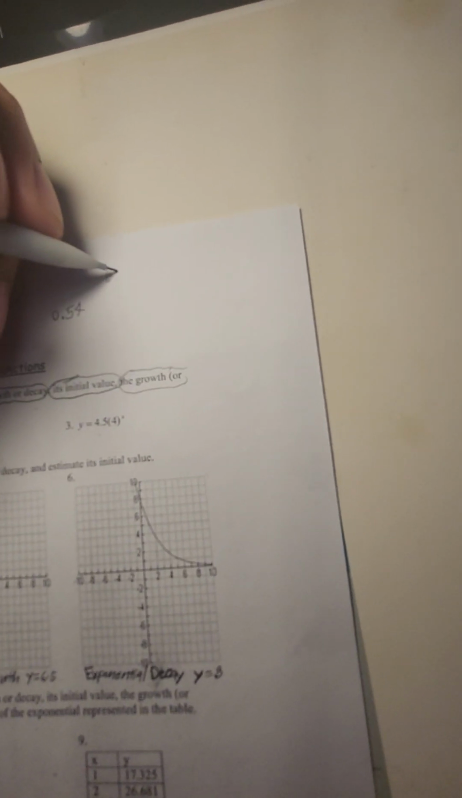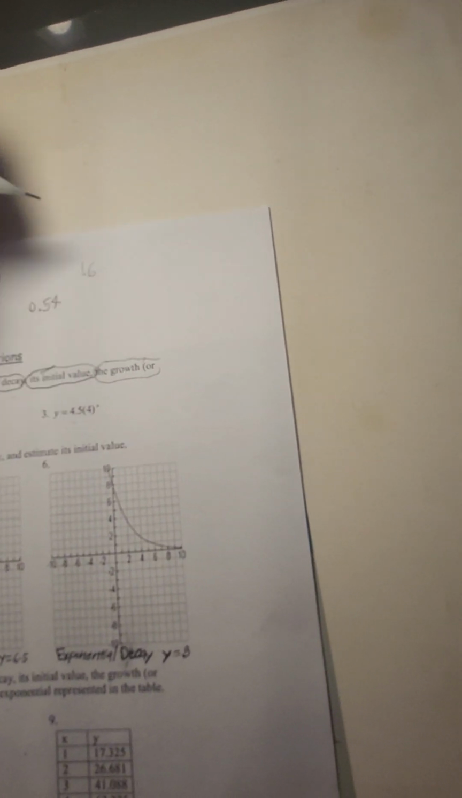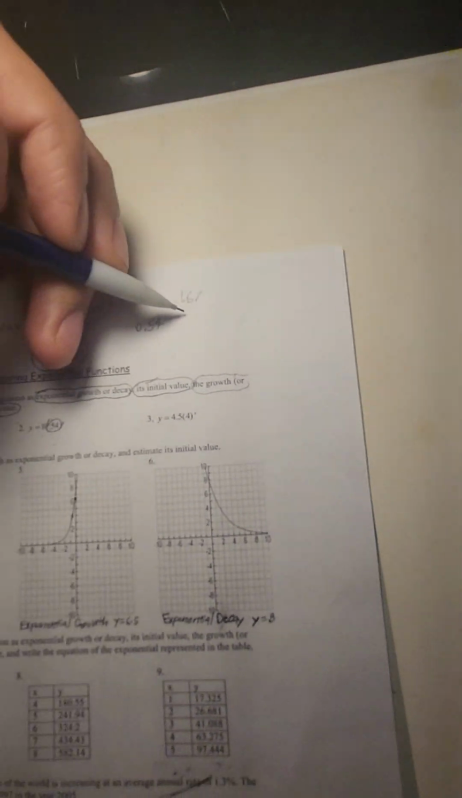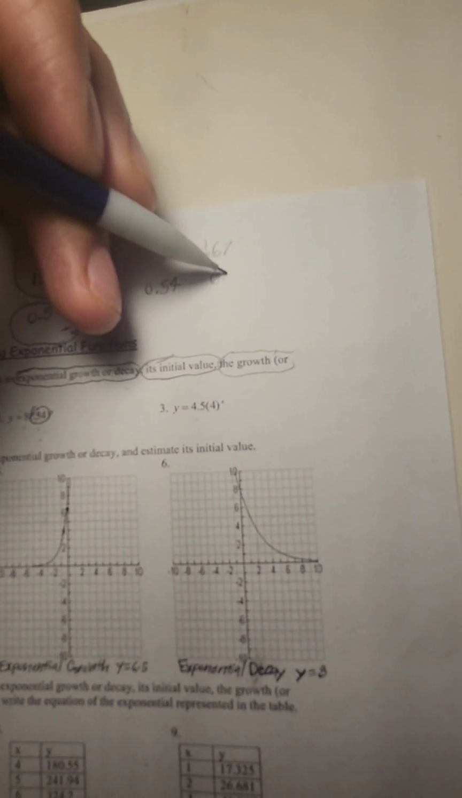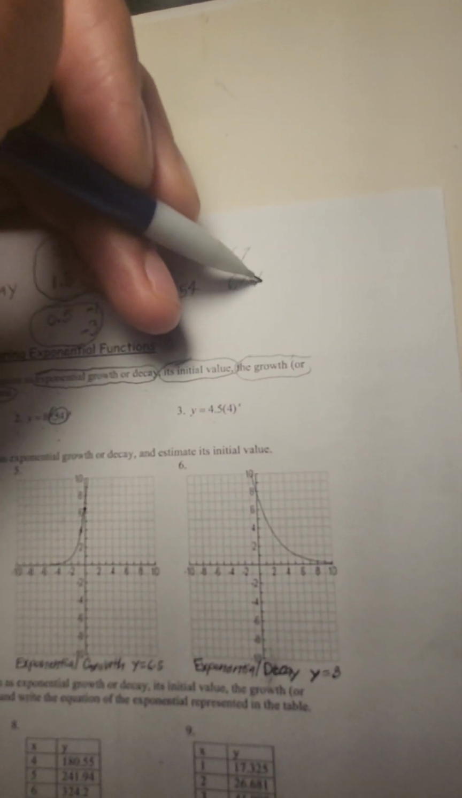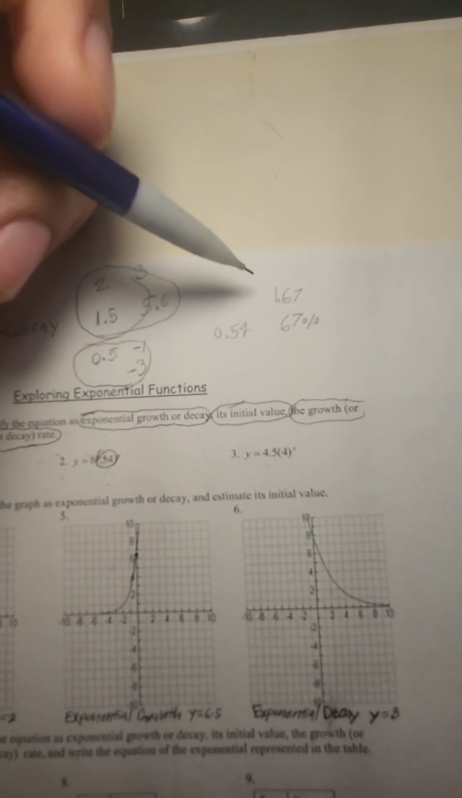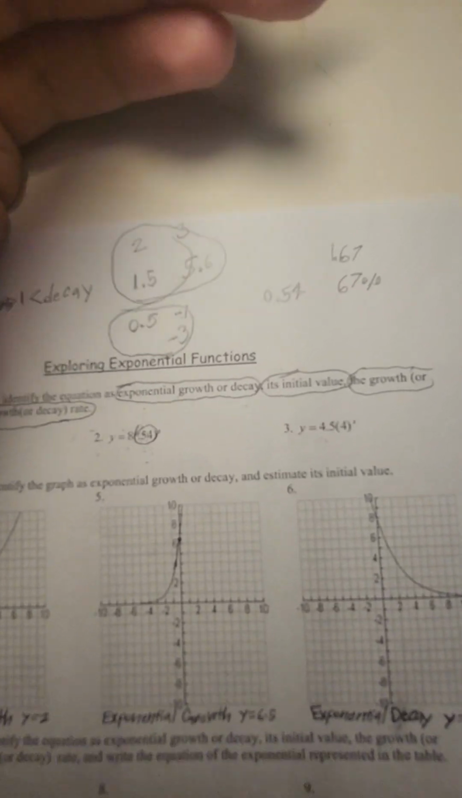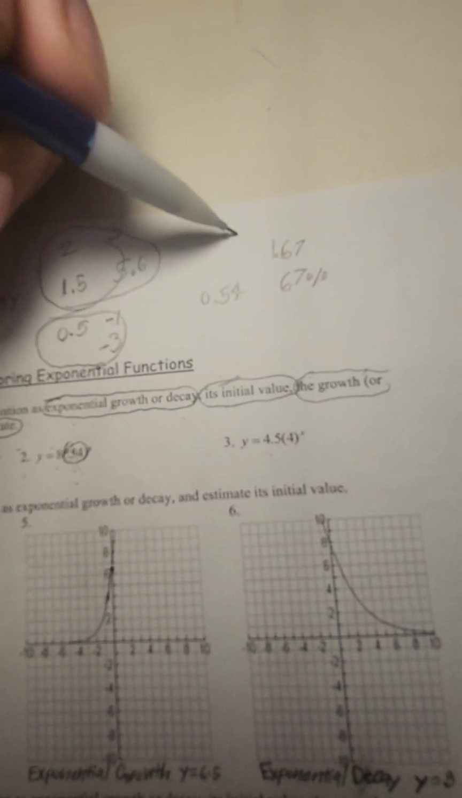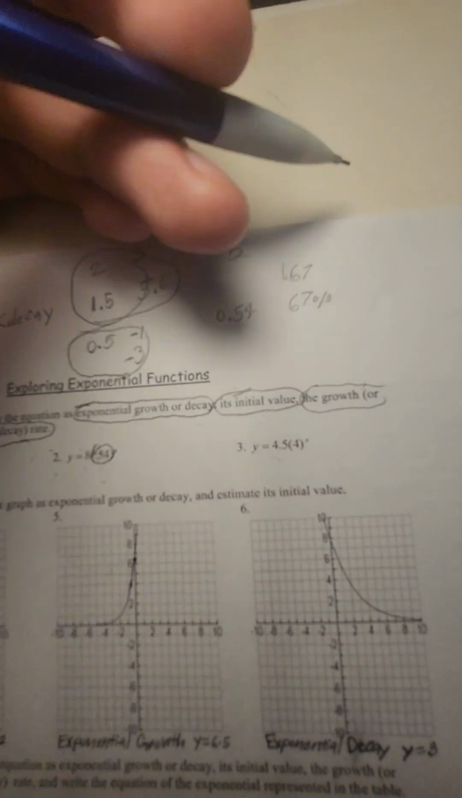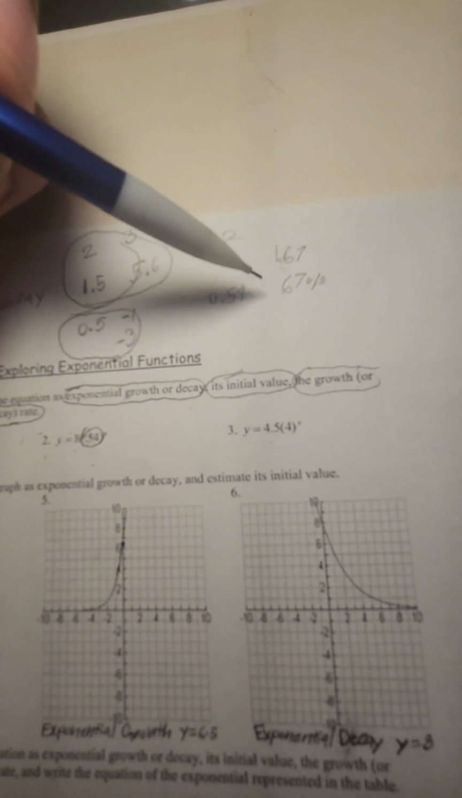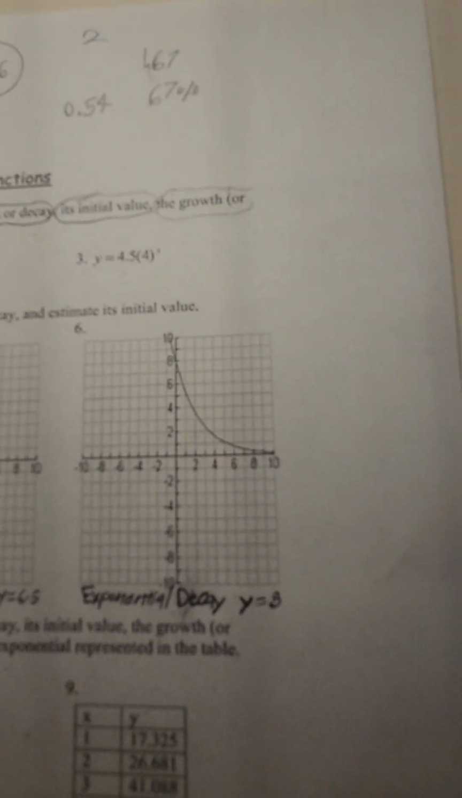Okay. 1.65, or not 65, 67, has a growth rate of 67%. So if it was a growth of 100%, then it'd be like 2. But it's 67% because of the 0.67. So that's how you do that. So that's really all you're answering.